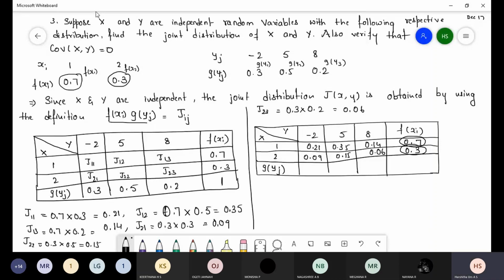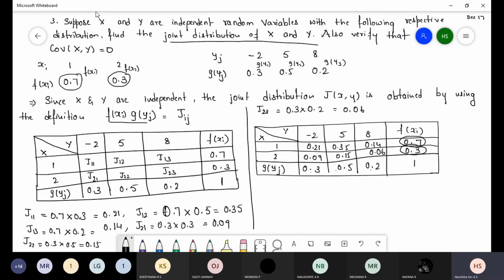Next, here 0.3, 0.5, 0.2. So when you add 0.7 plus 0.3, we have to get 1. When you add 0.3 plus 0.5 plus 0.2, there also we have to get 1. After writing this table, we completed the first part, that is joint distribution of x and y.